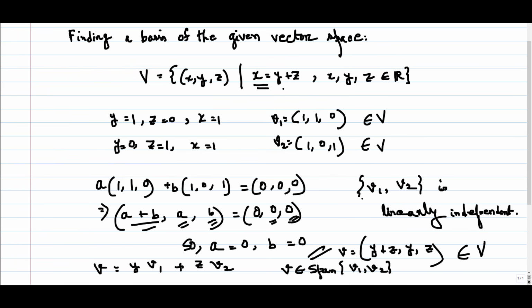So this set, v1 and v2, is linearly independent, and they also span our vector space. Let me write it here: the set {v1, v2} is linearly independent and it spans the vector space V. So this is a basis of V. That's how we can find a basis for a given vector space. Thank you.